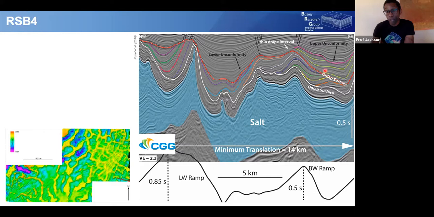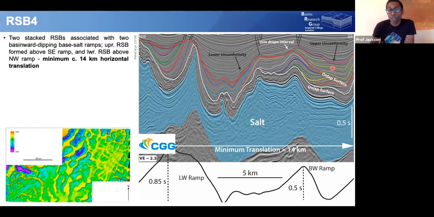So here we've actually got two stacked ramp syncline basins, which is probably no surprise given that we have two base salt ramps. So we think that the upper ramp syncline basin in here formed above the more southeasterly ramp in here, and the lower ramp syncline basin here formed due to translation across the more up dip base salt ramp in here. So it was translated across here and then was translated across the more seaward ramp, and was itself onlapped.